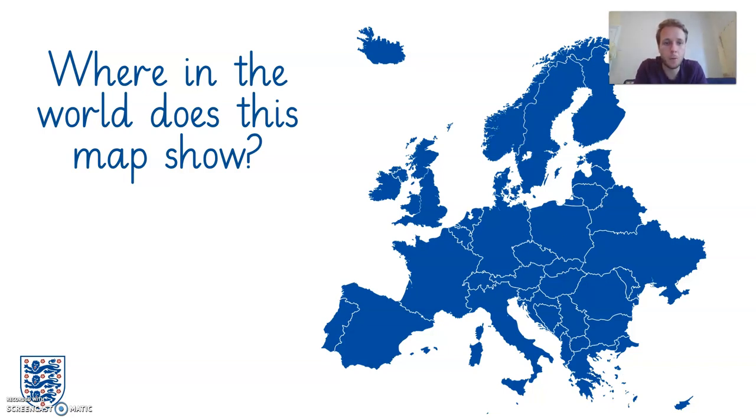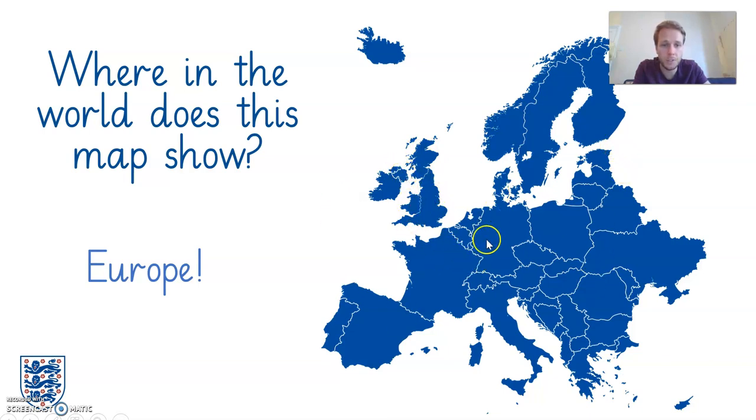Hopefully you had a chat about what you see in this map, and hopefully we decided that this is a map of Europe. So lots and lots of countries in Europe. Obviously, we live in Europe, so this is Great Britain here. And within our country of the United Kingdom, we have four separate countries. So we live in England. Next to us is Wales. We've got Scotland in the north and Northern Ireland here.